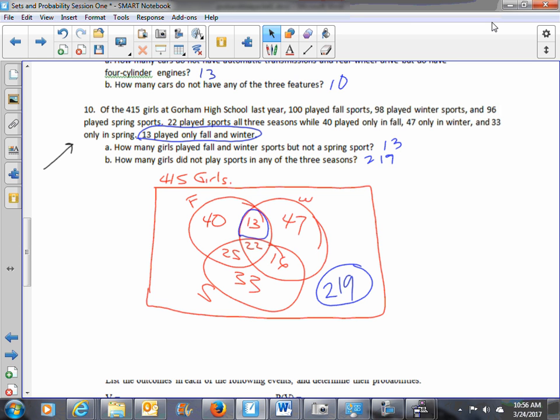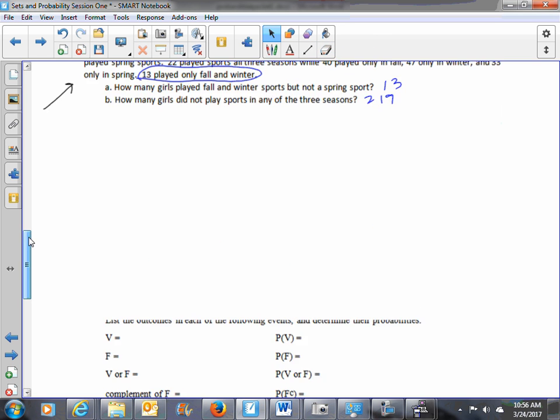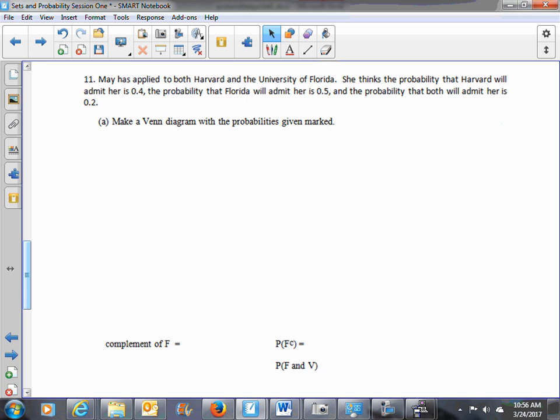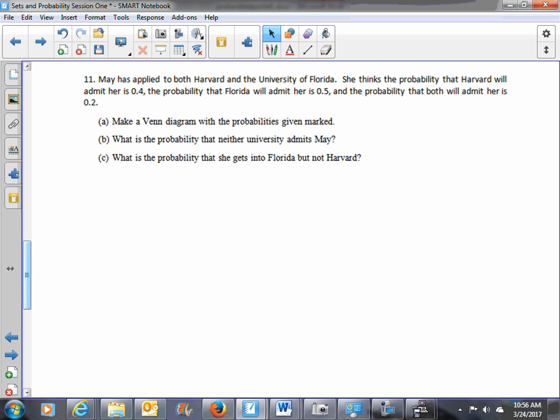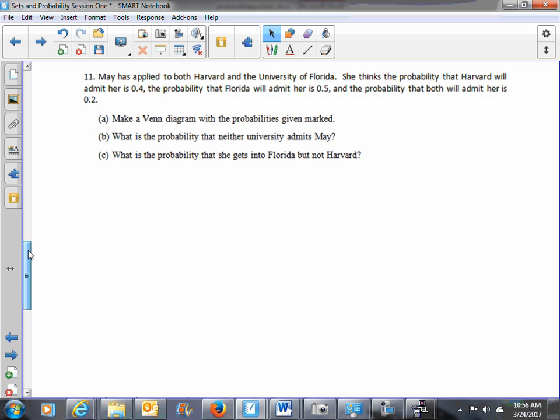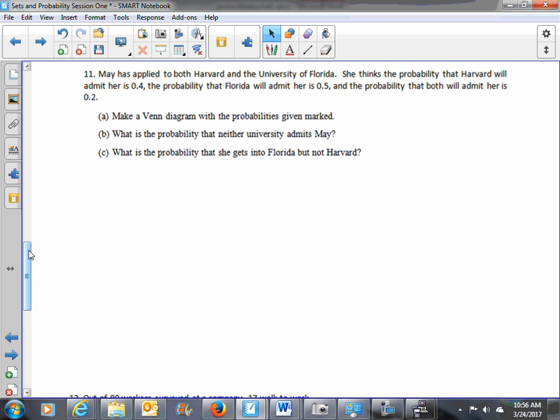All right. Moving right along. Number 11. May has applied to both Harvard and the University of Florida. She thinks the probability that Harvard will admit her is 0.4. The probability that Florida will admit her is 0.5. And the probability that both will admit her is 0.2. Make a Venn diagram with the probabilities given marked.